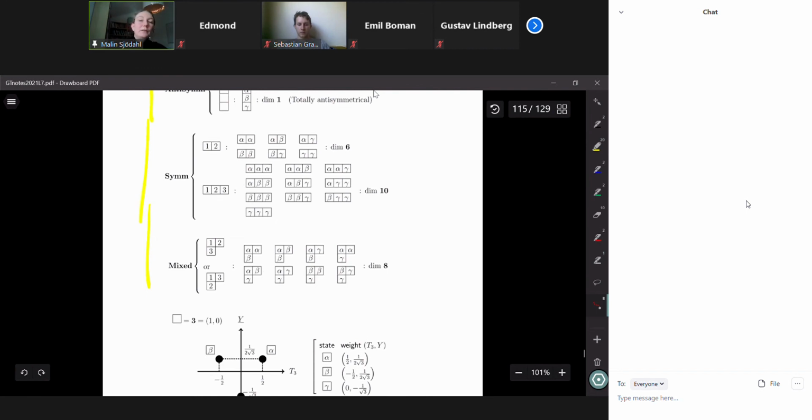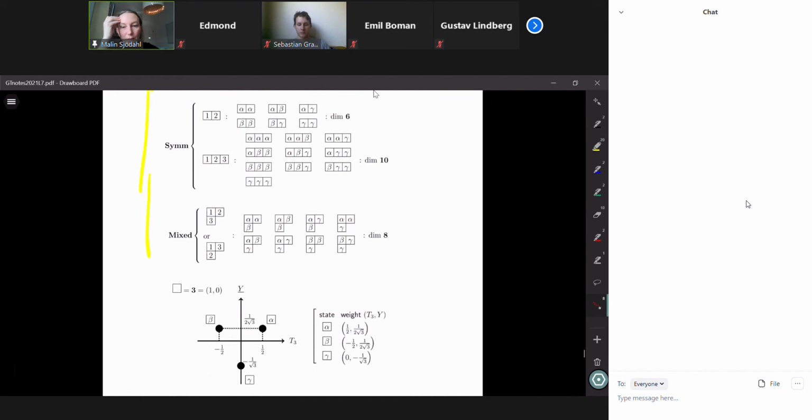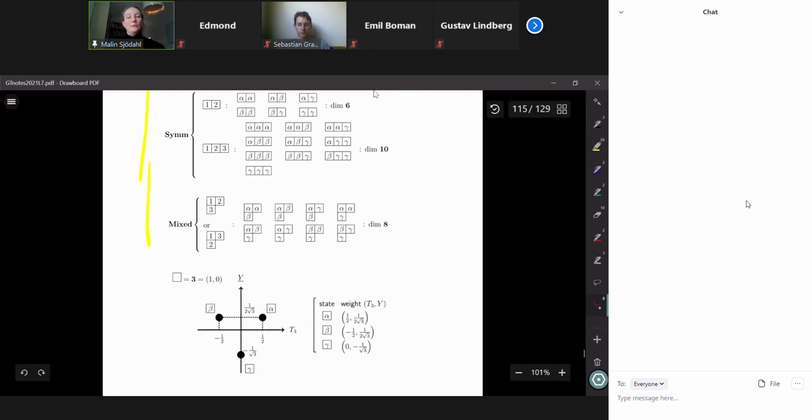Similarly, I can symmetrize 3 different particles that are allowed to have 3 different states. That amounts to all ways of inserting labels such that my label is always increasing when I go that way. You can easily convince yourself that it's these states, and there are 10 of them. And finally I can have mixed states, and one can again count the degrees of freedom according to the rules and find out that there are 8 of those.